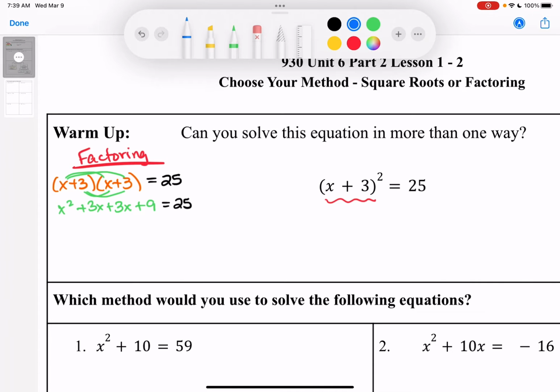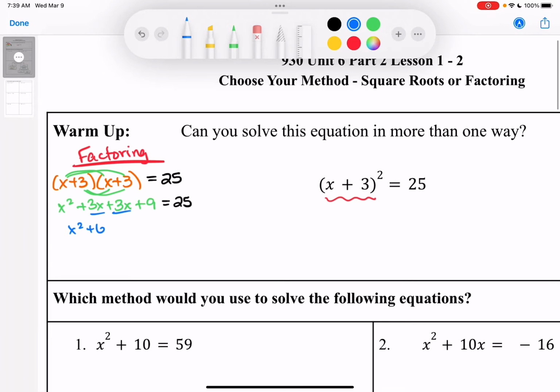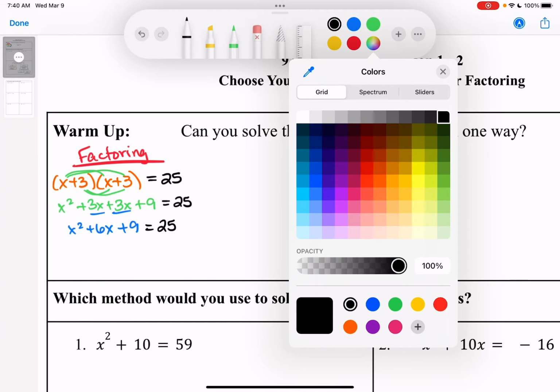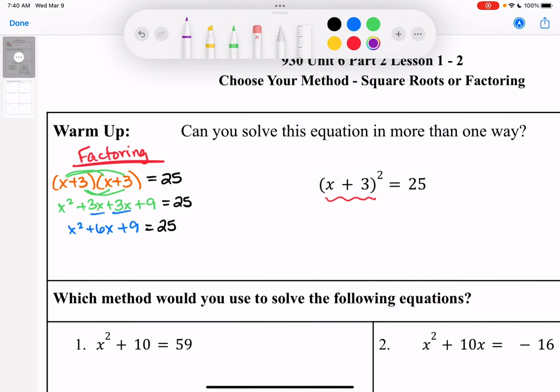I'd have to combine some like terms here, right? So I'd get x squared plus 6x plus 9. Now, if you use the binomial squared shortcut, you could skip that green step. But many of us don't always remember that shortcut, so I did it the long way, and that's fine. But now remember, it still doesn't equal 0. In order to use factoring, it has to equal 0 first. It's got to be in standard form: ax squared plus bx plus c equals 0. So I need to subtract the 25 before I can do any factoring. So I get x squared plus 6x minus 16 equals 0.